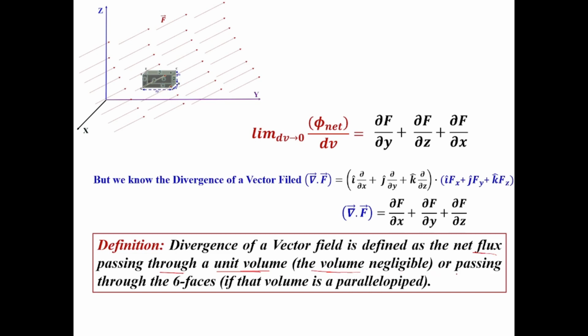Or we can write, passing through six faces if that volume is a parallelepiped. Always the volume is negligibly small. So for the definition we can write that divergence of a vector field is defined as the net flux passing through a unit volume where the volume is negligible. Up to this much you have to write, where you just add that the volume is negligible.